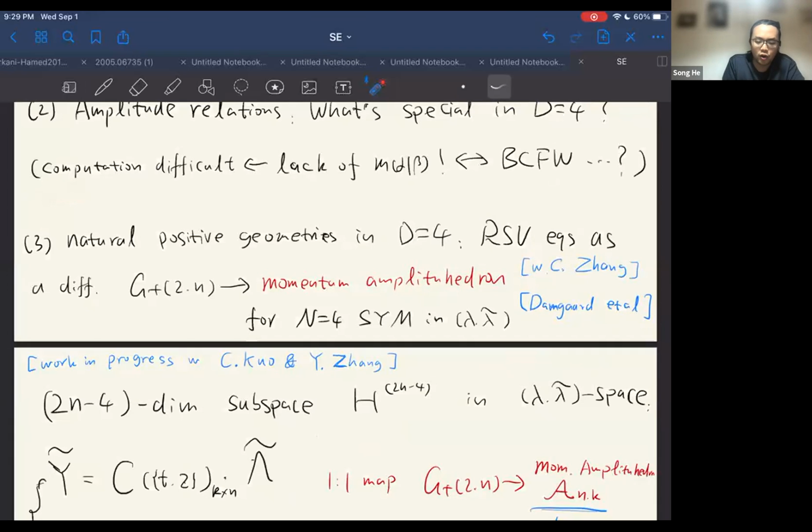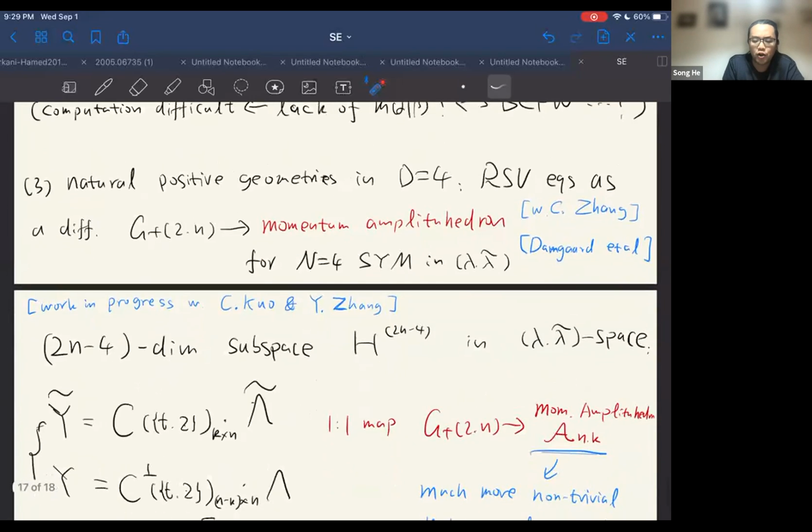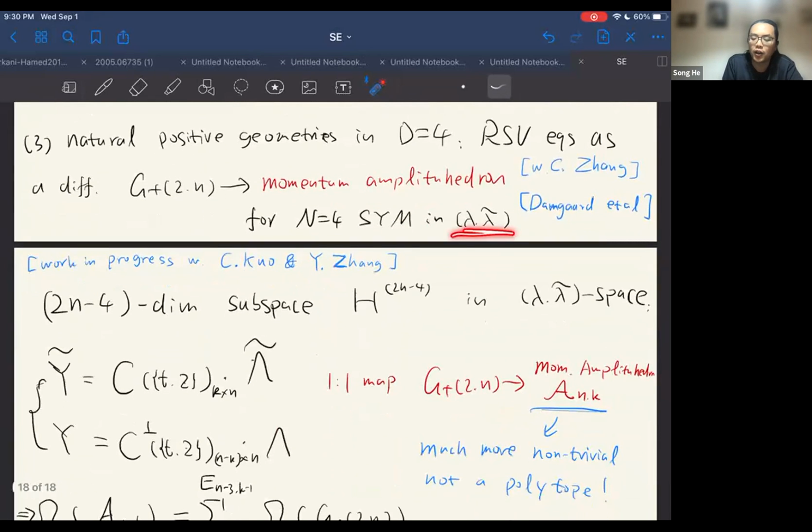So the final thing I want to mention is that now in 4 dimensions, instead of talking about the positive geometry, which is the moduli space, now you talk about your positive geometry, which is a positive part of G(2,n). And then the scattering equation maps you not to a polytope that gives you the phi cube amplitude, but to this so-called momentum amplitude. Okay, so this is the amplitude for N=4 super Yang-Mills that lives in lambda tilde space, but you can really see it's nothing but the image of your scattering equation in 4 dimensions.